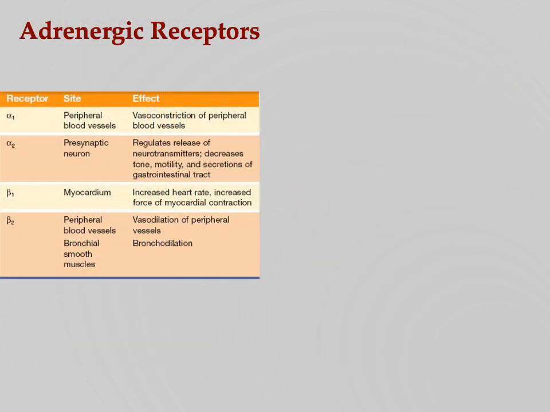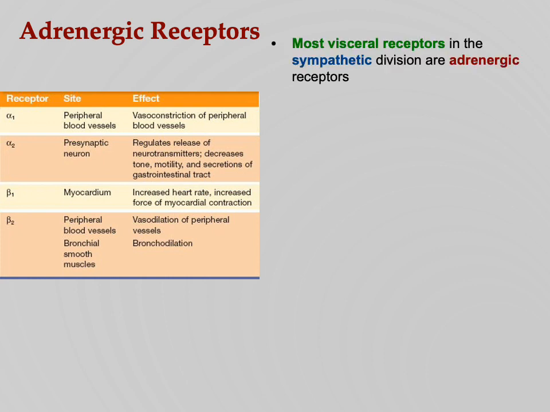Now, adrenergic receptors. So these are receptors that respond to norepinephrine. These are the receptors of the sympathetic nervous system, with that one weird exception at the merocrine sudoriferous glands. So most visceral receptors in the sympathetic division are adrenergic. Adrenergic are classified as either alpha or beta, the first two letters of the Greek alphabet. They could have called them A and B, they could have called them anything, but they wanted to be fancy. They used the Greek alphabet. So, in other words, there are adrenergic receptors that are alpha receptors, and there are some that are beta receptors.